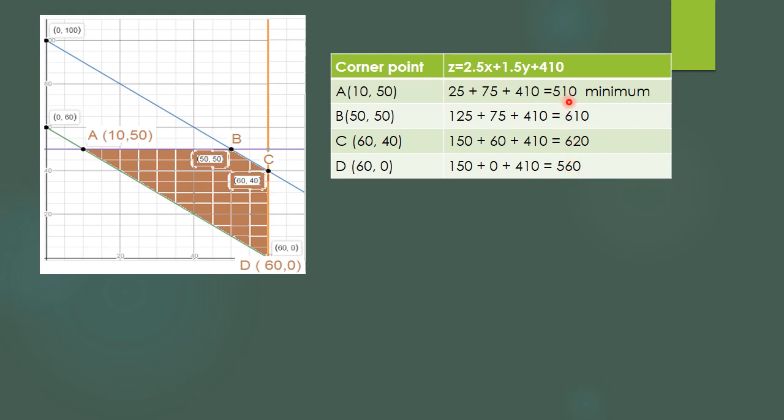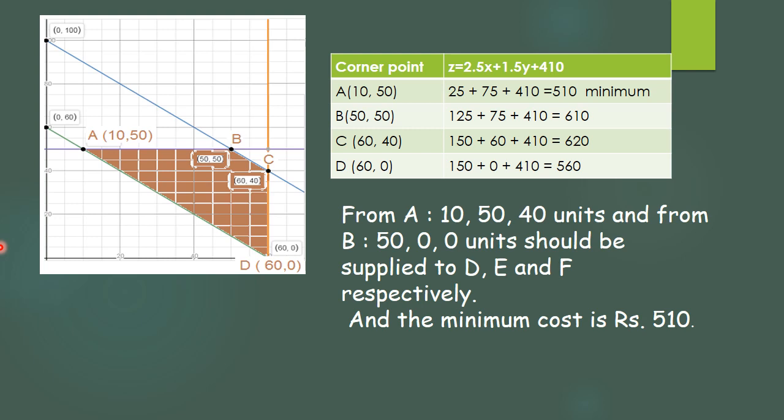So which is the minimum value among this is 510. So the solution is, that is the minimum value. The minimum cost is 510. For that x must be 10 and y must be 50.